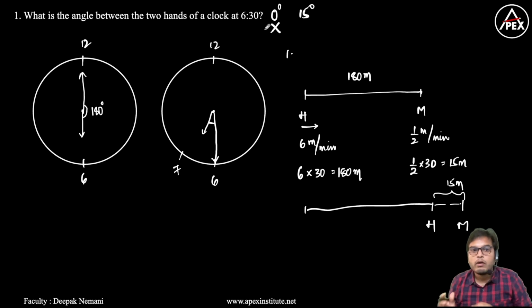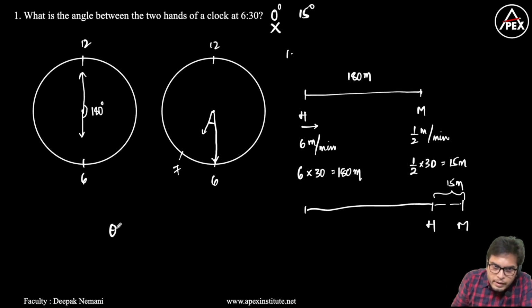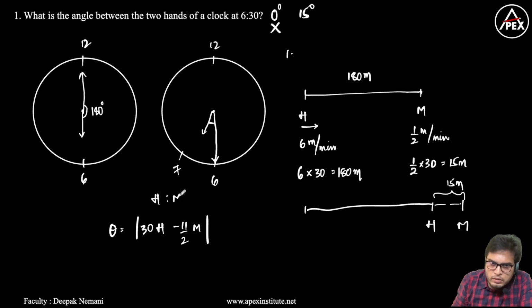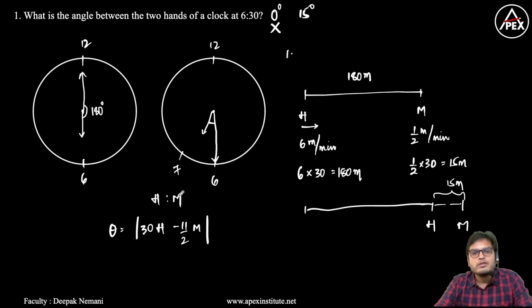Right? Now coming to the shortcut. To find the angle between the two hands of a clock at any given time, we have a simple formula, and that angle is equal to mod 30h minus 11 by 2m. Right? Now if the given time is h hours m minutes, the angle between the two hands of a clock will be 30h minus 11 by 2m.